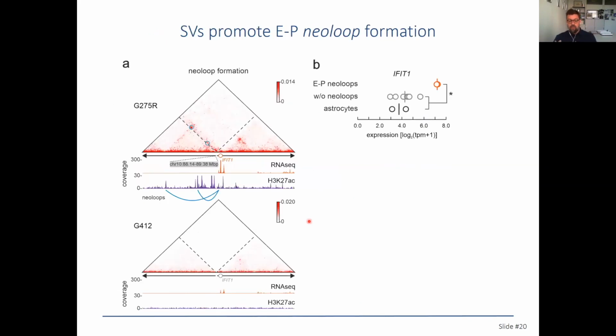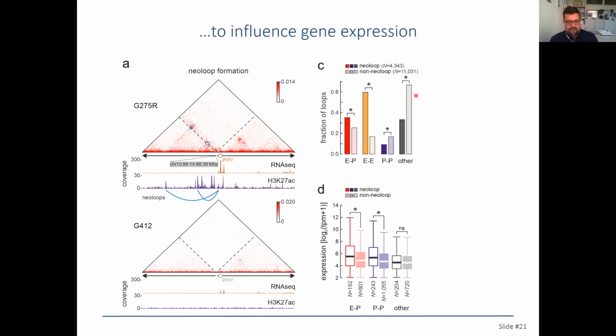Another type of neoloop would be the obvious one, connecting the promoter of a gene like IFIT, shown here, with enhancer elements in its vicinity. So here we have an inversion that brings these enhancers in proximity to the promoter and allows the formation of these two neoloops that turn on the expression of this gene, specifically in a couple of these patients, but not in the other ones that do not have such a structural variant. So this means that very often what Kristen presented as enhancer hijacking can actually take place.